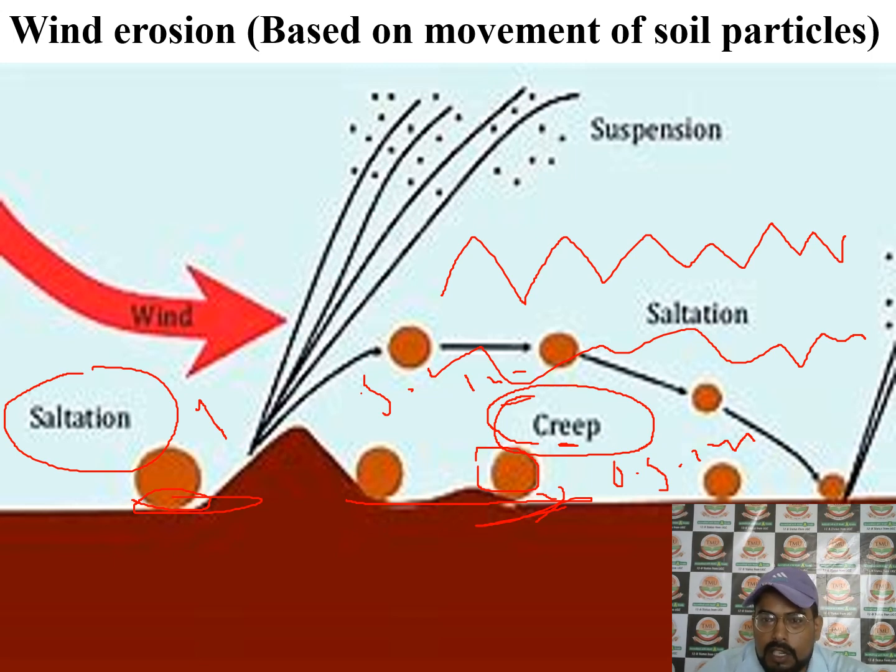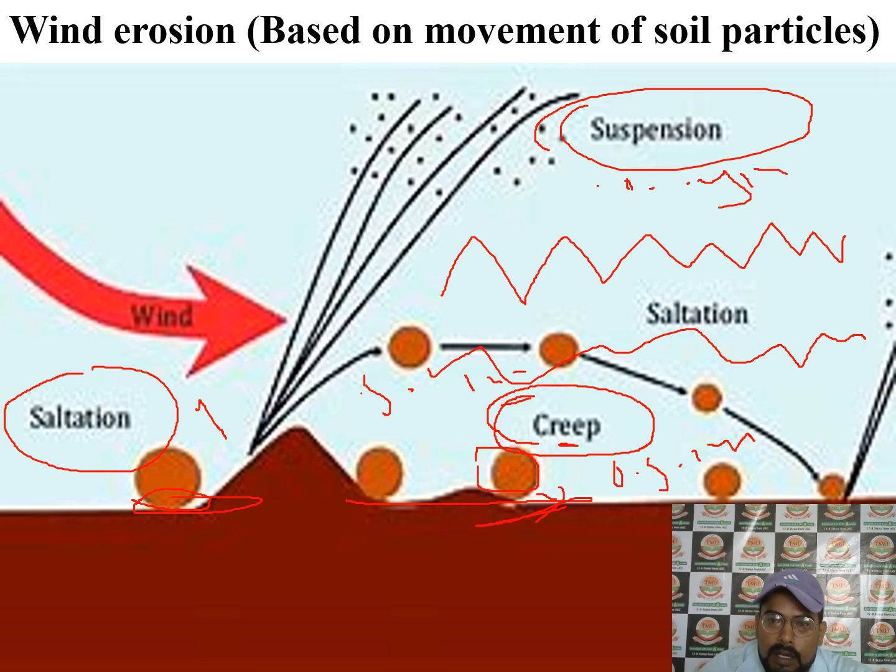The last one is suspension. Suspension occurs when the particle size is 0.1 millimeter or less, and the particles move. In dry regions like Rajasthan and the Sahara Desert, sand particles and very small particles move from one place to different places.